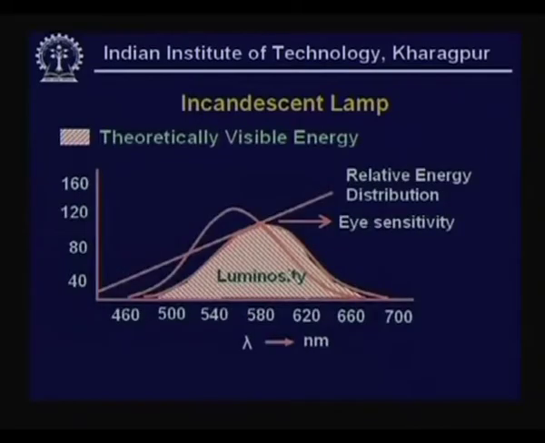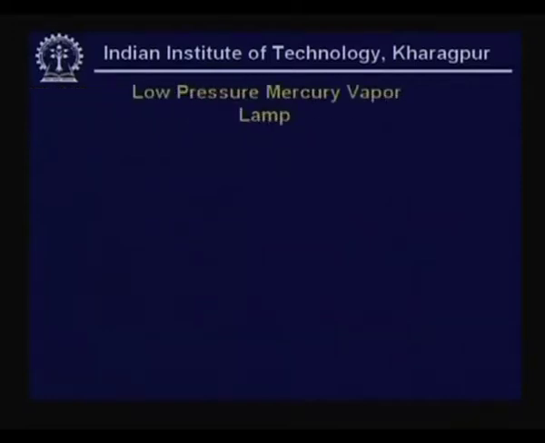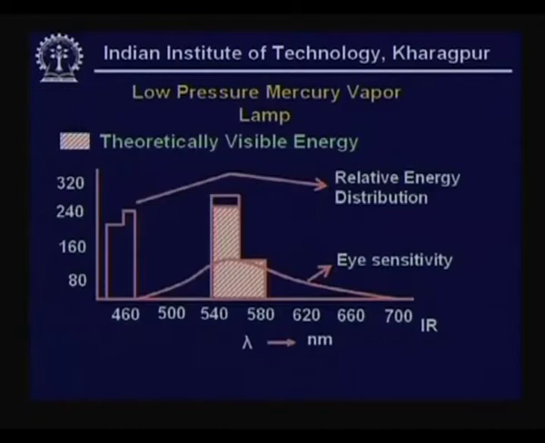This is for the incandescent lamp. We have seen the relative energy distribution. As can be seen, the higher the wavelength, the higher is the energy available, eye sensitivity. So, you find that the usable energy is somewhat similar to what we obtain in the case of sunlight, whereas the low pressure mercury vapor lamp has two bands, one in the UV zone.